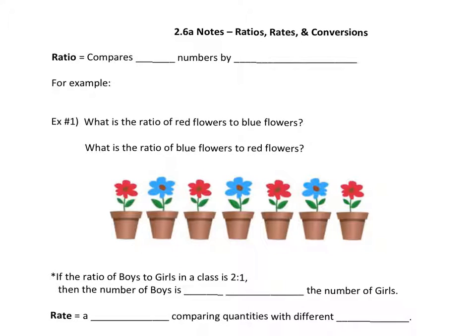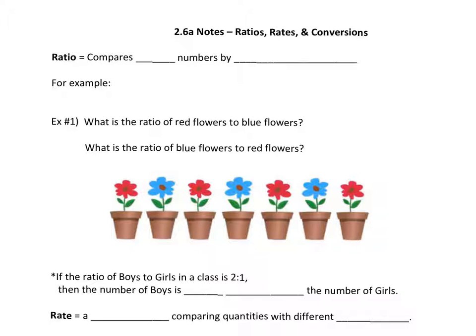And this is 2.6a, dealing with ratios, rates, and conversions, which are all very similar, very closely related, okay? So write these things down with me as we go so that you make sure you know where you're at.